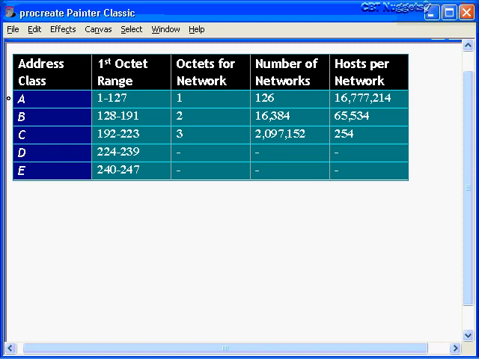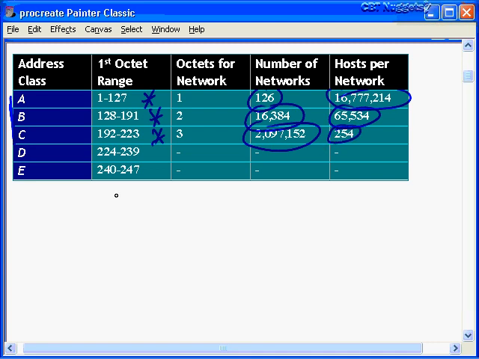For your exam, you want to memorize for Class A, B, and C, what number is the first octet range. And they'll, of course, give you an IP address and ask you what class it is in. It also helps to memorize how many networks you have per class and approximately how many hosts you have per class. Okay? Good information to know. Also want to know and memorize the default subnet mask for your Class A, Class B, and Class C network.